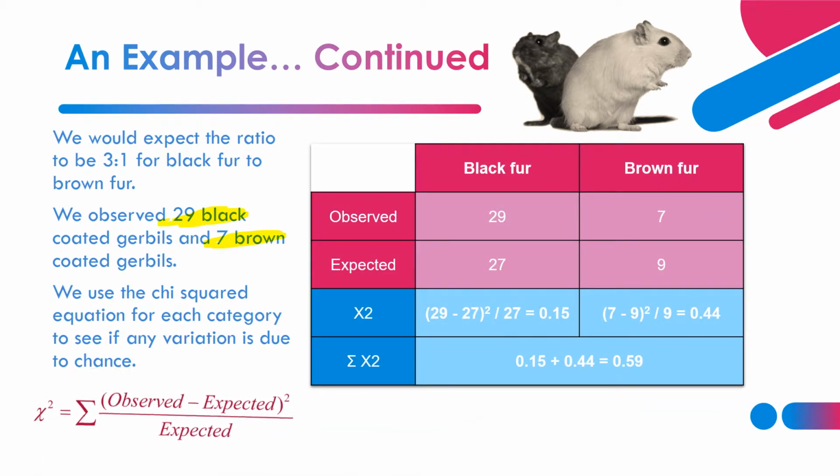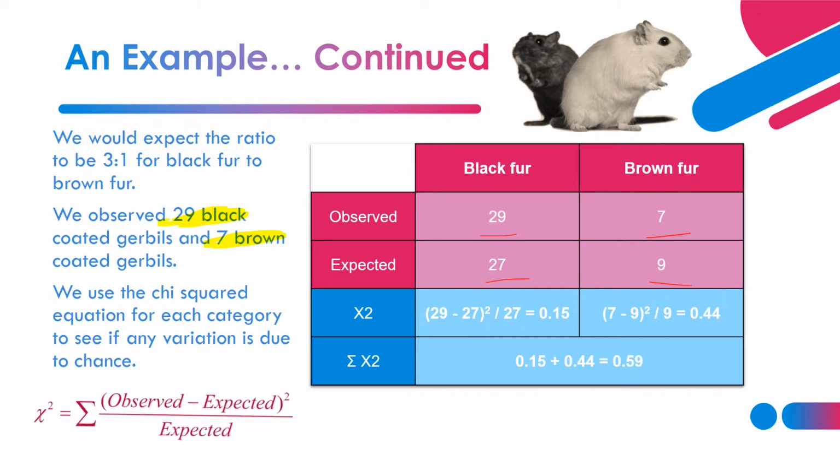So here, this is the simplest way to help you remember. So we have the observed. So here, there's 29 black fur, 7 brown. The expected, though, we had 27 black fur and 9 brown fur. So we've taken our 3 to 1. So we need to go and add up our 29 and 7, which gives us 36. So it's 36 in total.